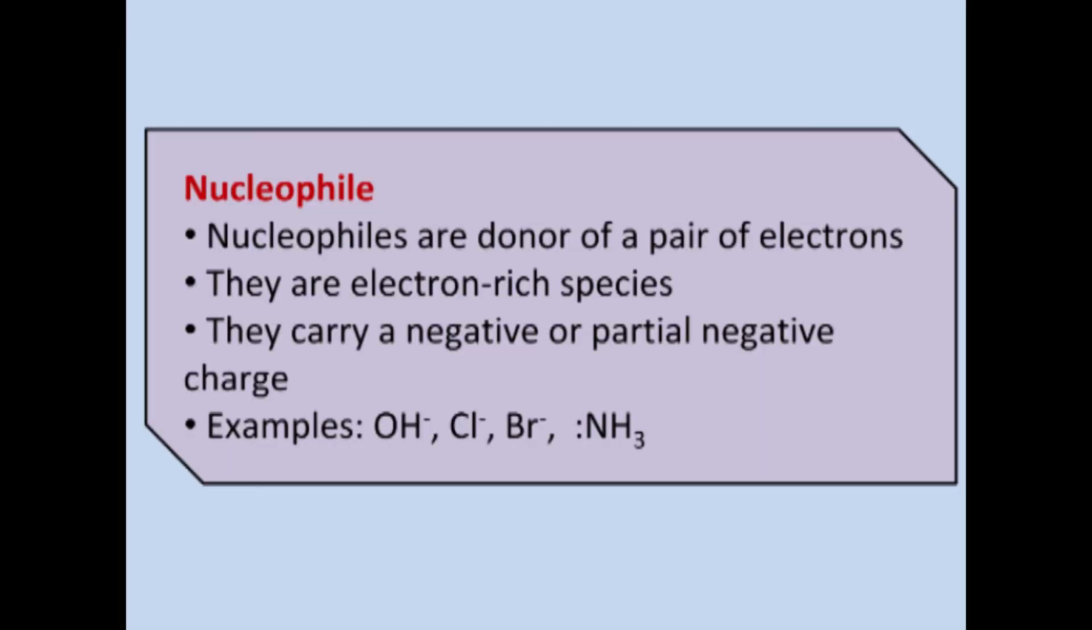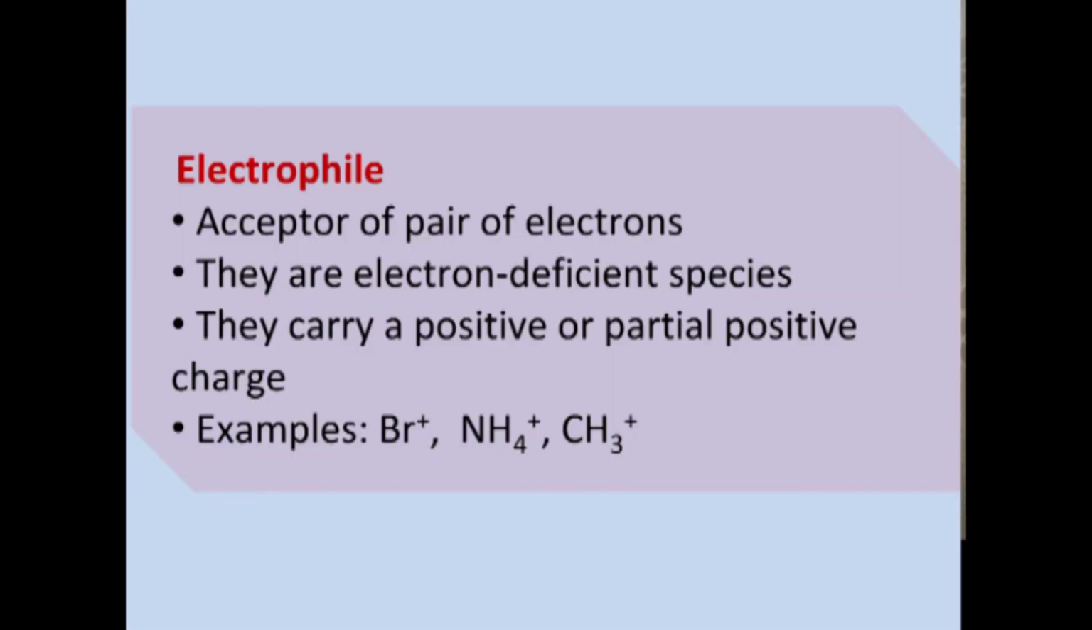CH3 plus is the electrophile and the chloride ion is the nucleophile. Nucleophiles are donors of electron pairs. They are electron rich species. They carry a negative or partially negative charge. Examples: OH minus, Cl minus, Br minus. They are negative. Ammonia is partially negative. Electrophiles accept an electron pair. They are electron deficient species. They carry a positive or partially positive charge. Examples: bromonium, ammonium, and CH3 plus.